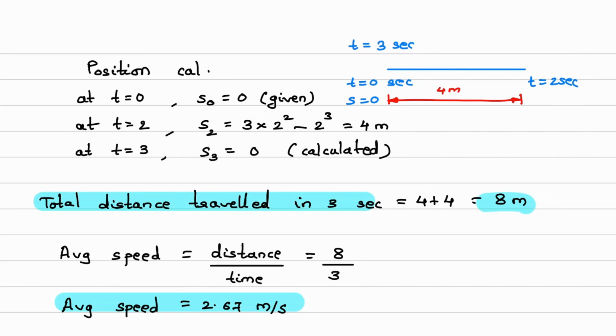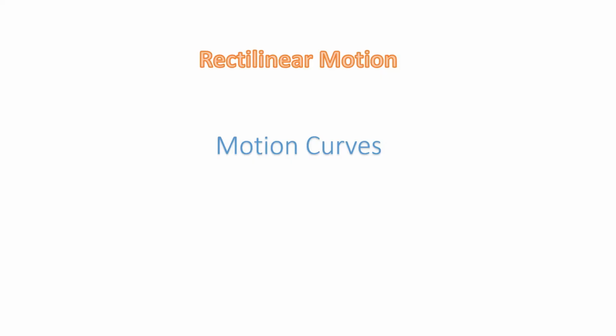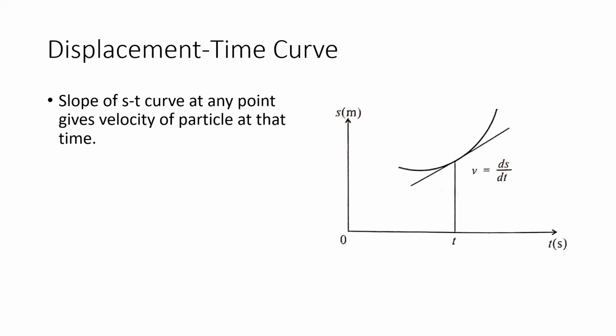Now we will quickly go through the concept of motion curve. So now we will start with motion curves. Now in case of motion curve, what is this motion curve? Motion curves are graphical representations of displacement, velocity and acceleration with respect to time. So we will see one by one what are the different types of motion curves. So we'll see the first motion curve, which is displacement time curve.